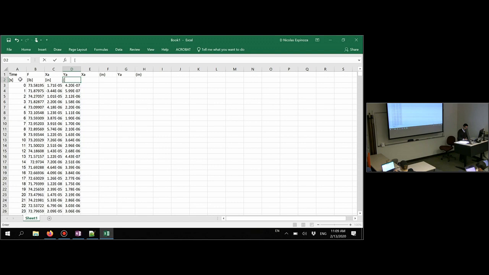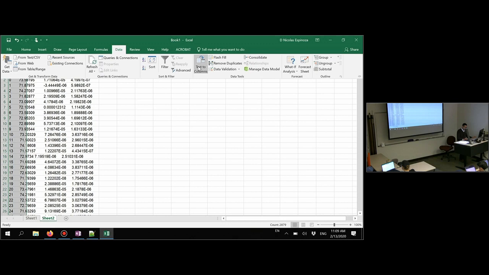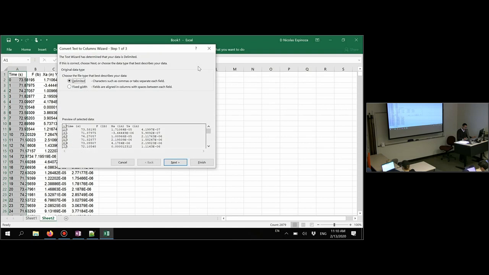Yes. Could you do the text to column thing again? Sure. So here's your data, right? Don't do anything there. Just keep it selected, okay? Otherwise, it's not going to do that to everything. Then you go to data. You go to text to columns. You click there. You keep that choice of delimited.